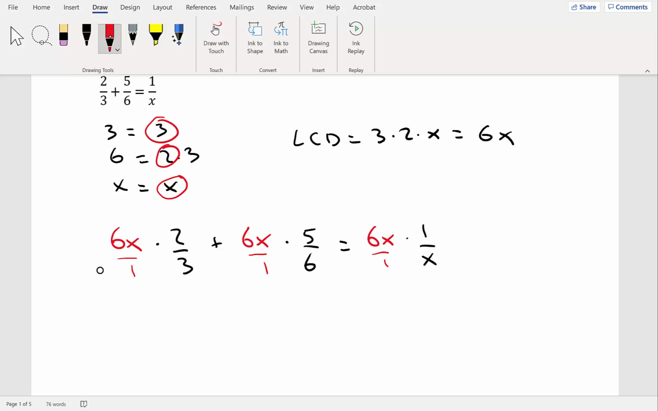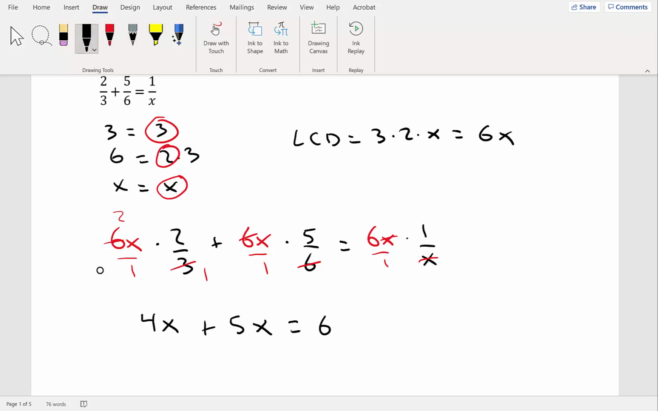Now with each one of these multiplications, we can cross cancel in each case. So for the first one, 3 goes into 3 once, it goes into 6 2 times. So all I'm left with there is 2x times 2, which gives me 4x. Next part, 6 and 6 cancel out with each other. I'm left with x times 5, which gives me 5x. And now on the right hand side, my x's cancel out with each other. I have 6 times 1, which gives me 6.